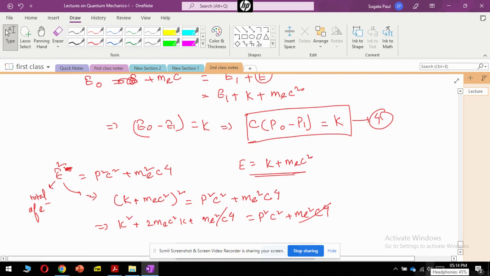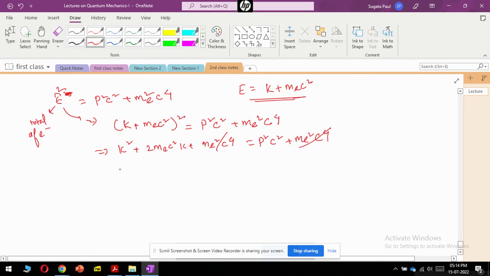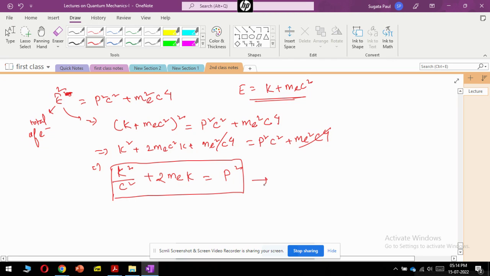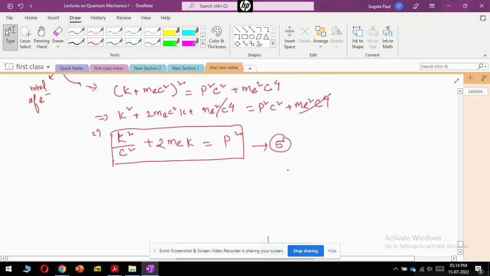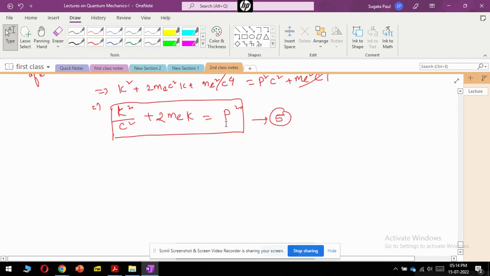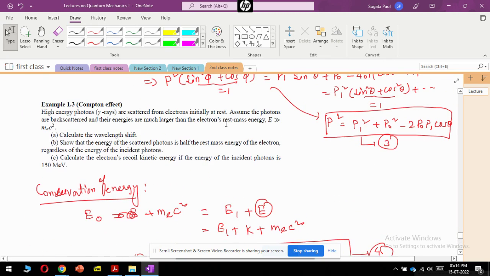So what happens is that we are left with, for simplification of terms, we divide each term by c². So this becomes K² by c² plus 2 m_e times K equal to p². This is another expression that we will be needing. We term this equation number 5. Now remember that this is equal to p², and the above term, equation number 3, is also equal to some p².